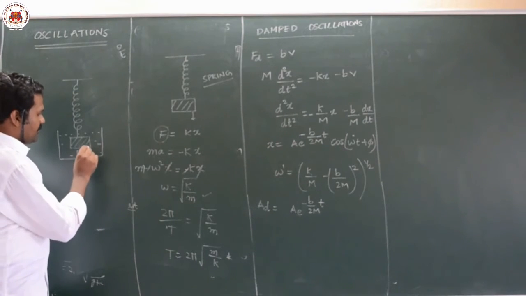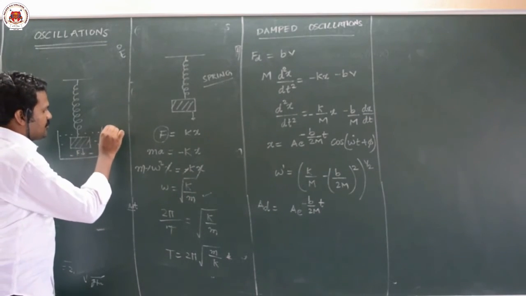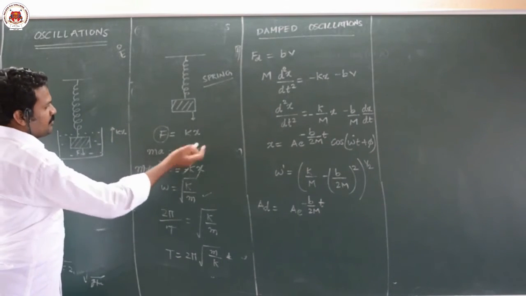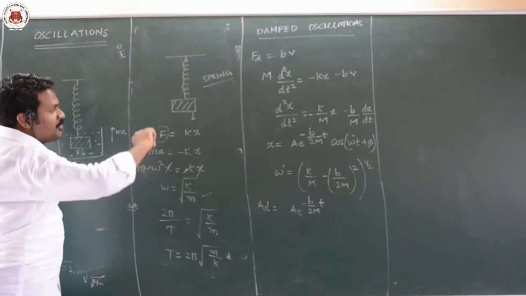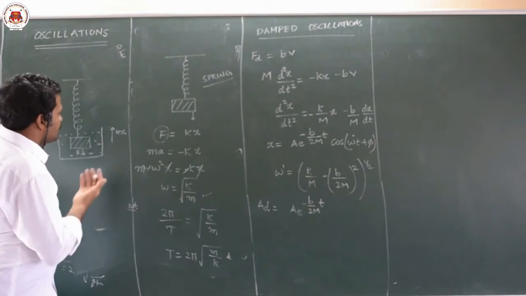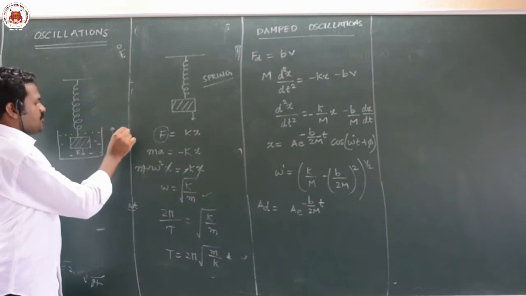When I apply a force in this direction, kx will develop in this direction, because F is equal to kx, and it will always be opposite to the applied force. When you compress, the force will be outwards. When you are pulling like this, force is developed in this direction. A restoring force will develop in the spring.